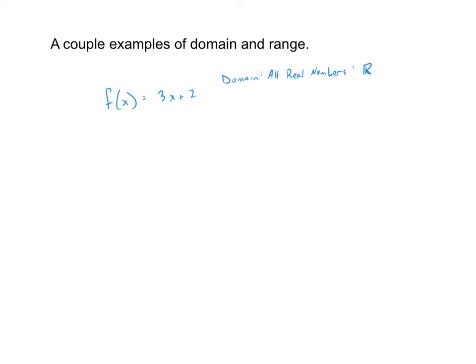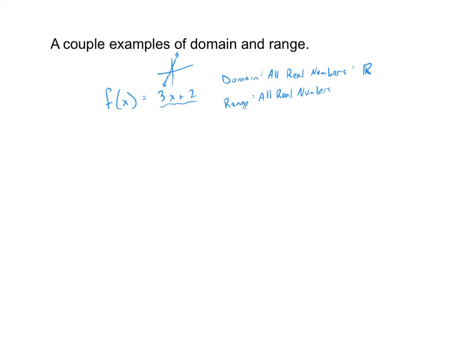Similarly, if you think about what this graph is, it's a line that has a slope of 3. That line goes up forever. That line goes down forever. So the range, that is also all real numbers. All the y values would be included on that line. All real numbers.